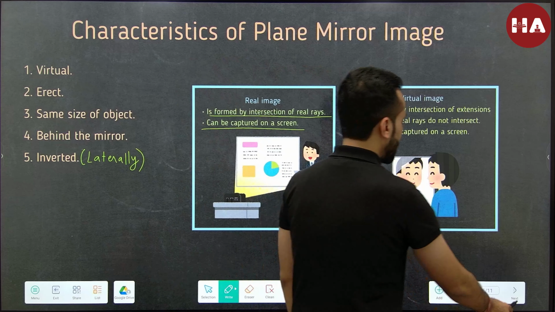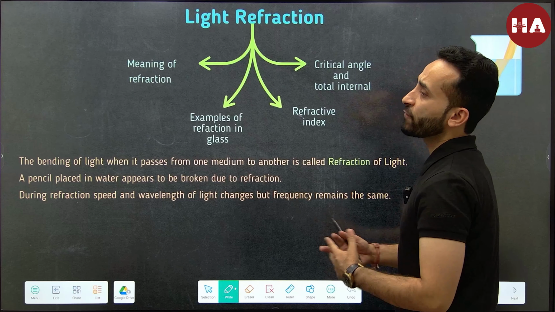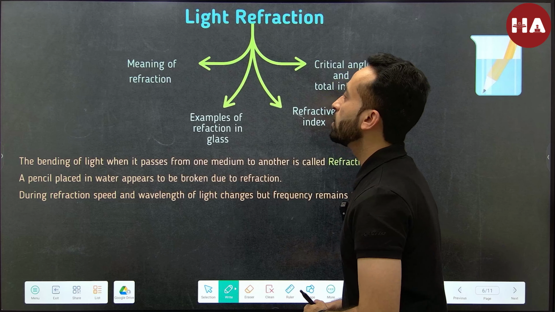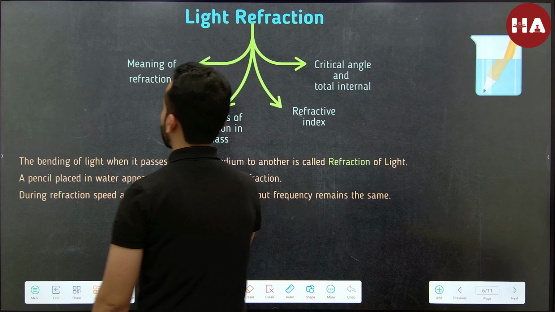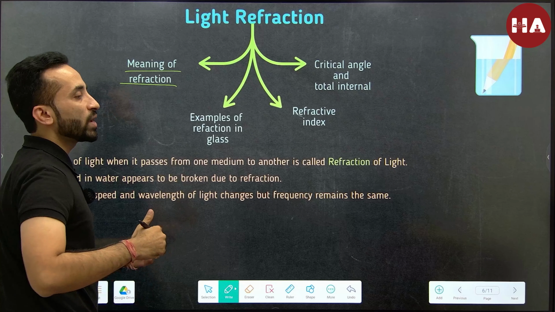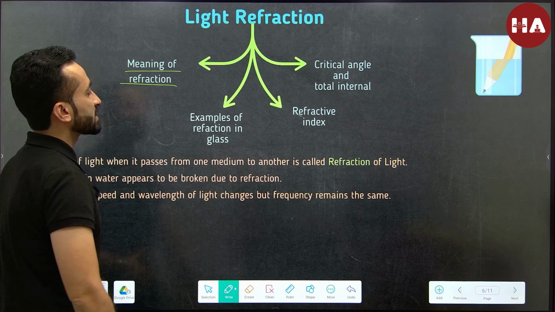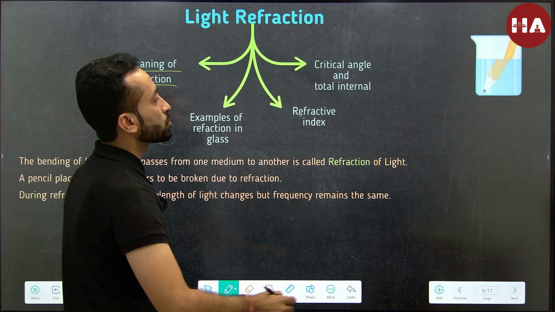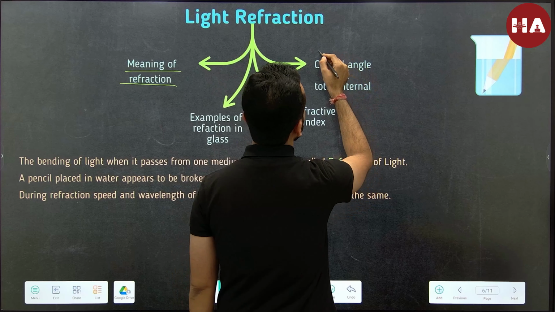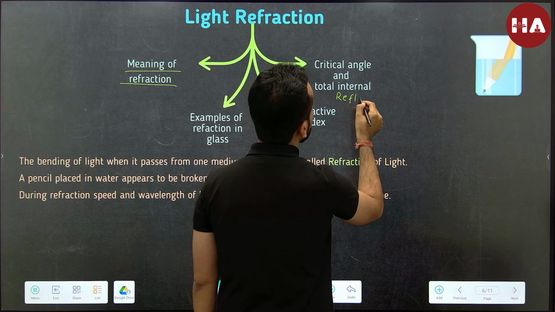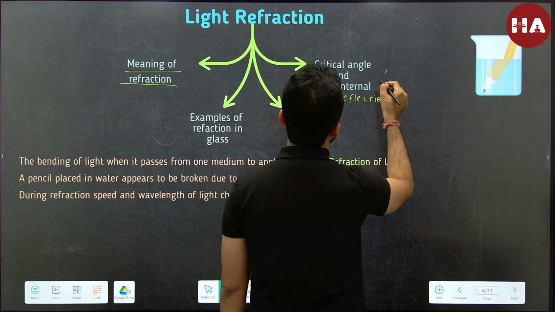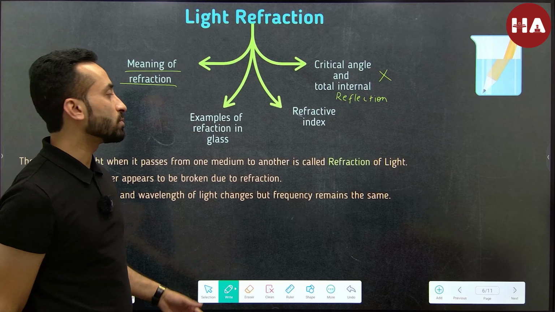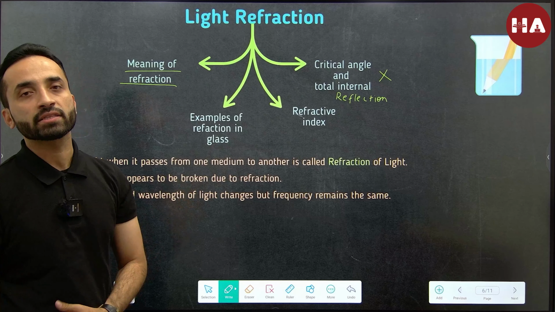Alright students, next thing very quickly then, refraction of light. We have discussed this today, we will discuss it in more detail. The meaning of refraction: you do understand that it is the bending of light whenever there is a change in the medium. Examples of refraction in glass, refractive index, critical angle and total internal reflection, this is something that we will discuss in the next class. We are not doing this today. I don't think the time would permit that, and that would be way too much information. So, we are starting off with the three things that you are seeing.